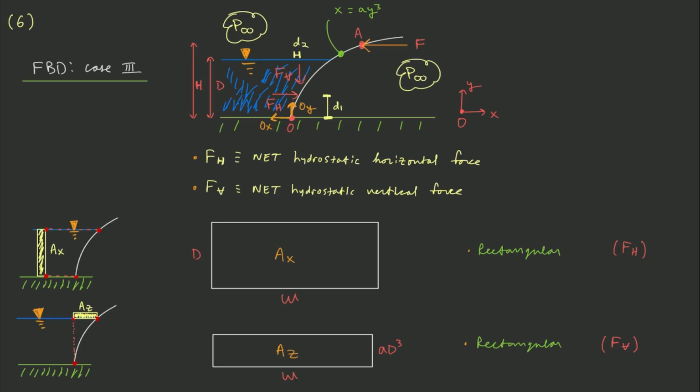If we have that defined, then we have an FV acting down, presumably. We have an FH acting to the right, presumably. We have OY acting up, and we have OX acting to the left. Again, these are all assumed directions. And finally, we're going to assume that F is acting to the left, again at point A.